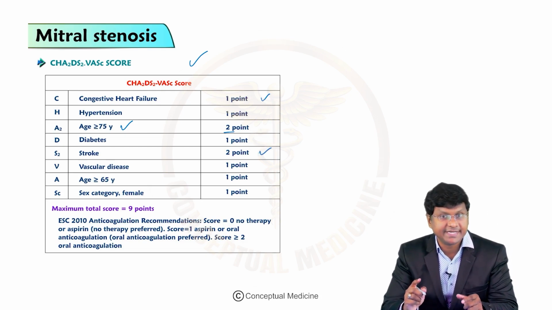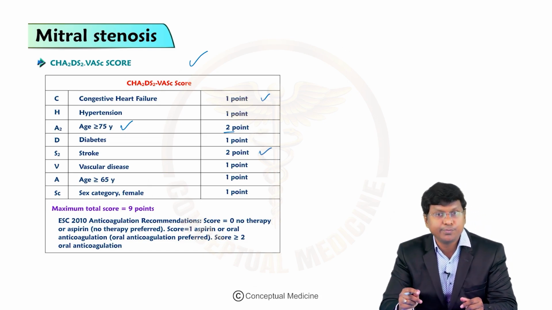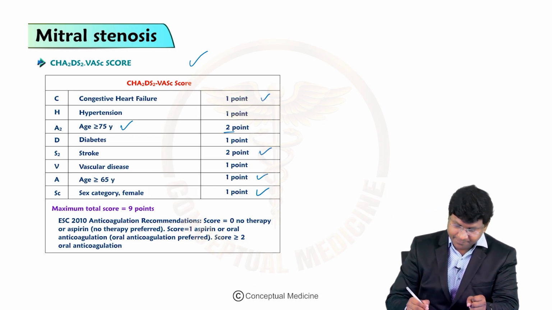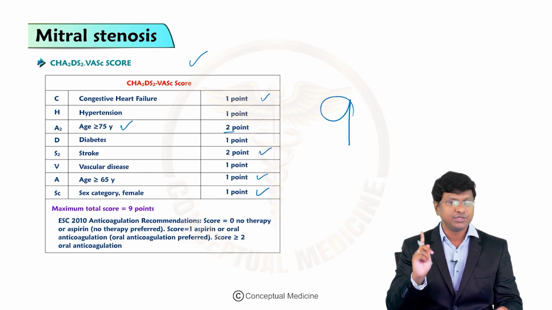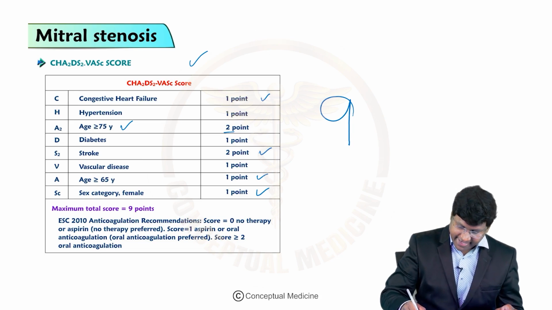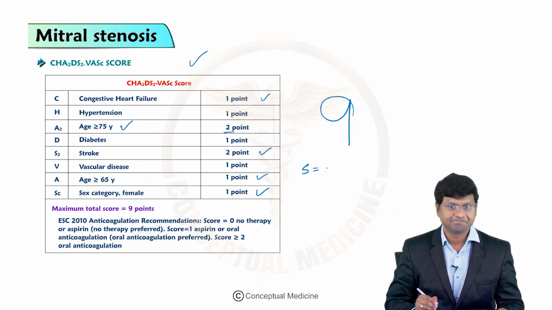And if the individual is diabetic, give a score of 1 point. And if the individual has a history of stroke, then you need to give 2 points. And for vascular disease, if it is there, give a score of 1 point. Age of the individual more than 65 years, give a score of 1 point. And if the gender is female, you need to give a score of 1 point. So how much will be the maximum total score? Maximum total score will be 9.